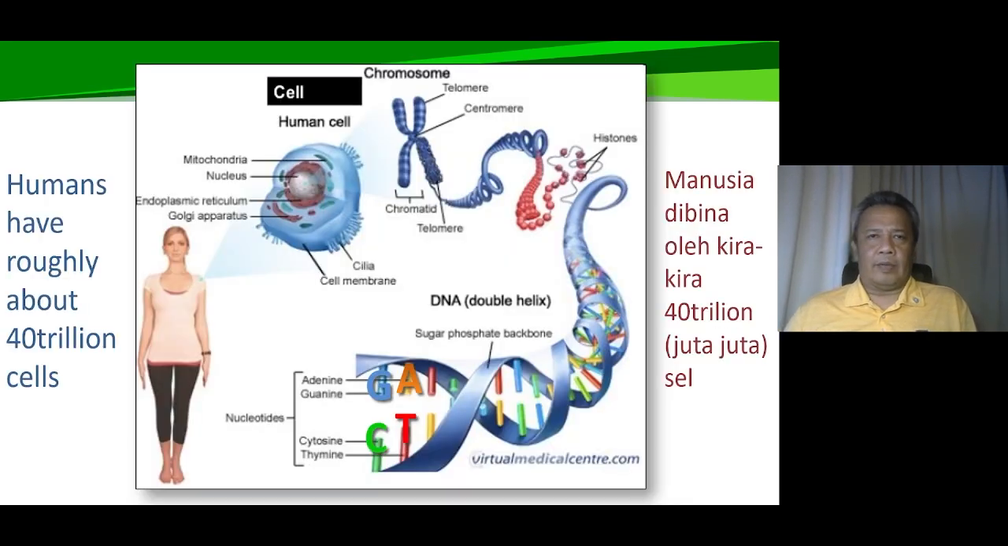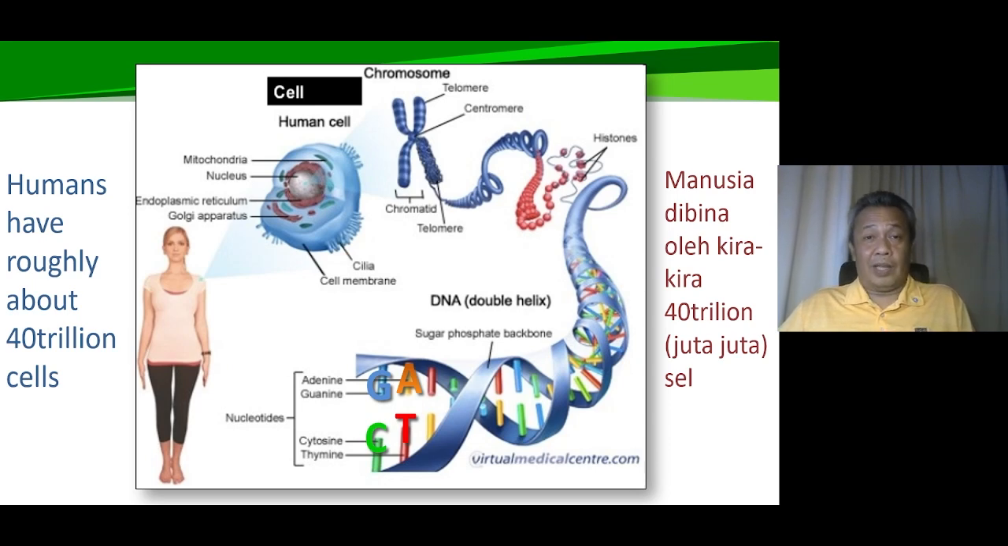So for a human being, we have roughly about 40 trillion cells. A million million is a trillion. 1000 million is 1 billion, so this is 40 trillion cells. I hope I'm right. But if I'm not, it's okay, don't worry. So it's like 40 trillion cells.